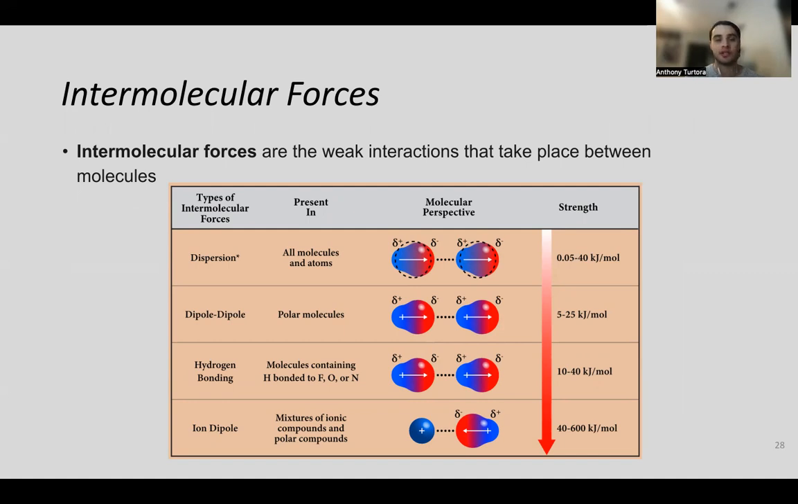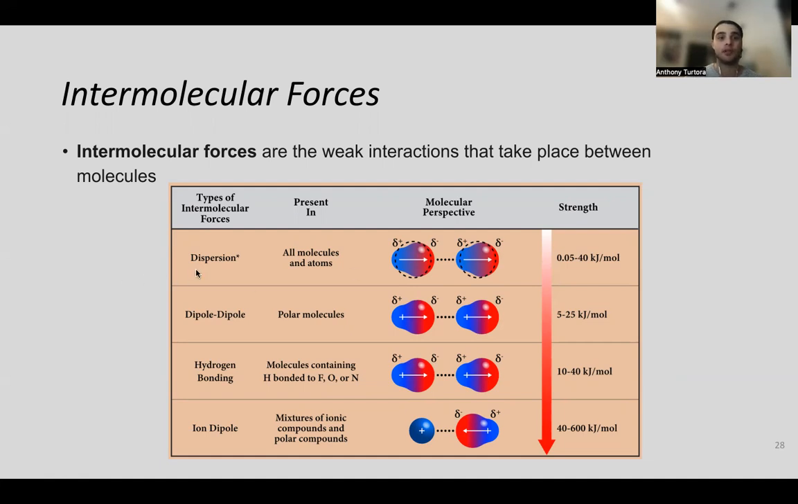So covalent bonds and ionic bonds, like we have talked about, are actually a lot stronger than intermolecular forces. So we talked about hydrogen bonding being strong. It's relatively strong compared to the other intermolecular forces, but it's not close to as strong as a covalent bond or an ionic bond. So that is important to take into account.